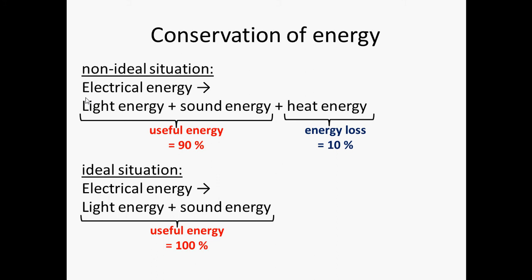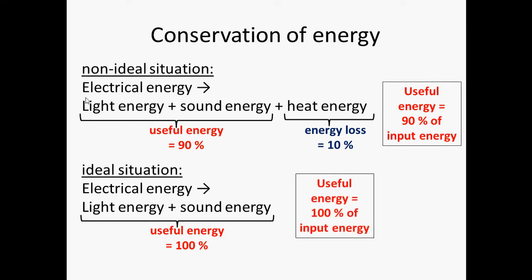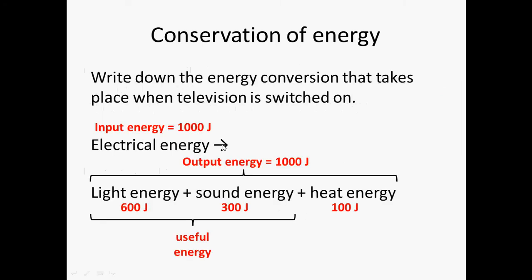So in this case, the useful energy becomes 100%. So in the first case, the useful energy is 90% of the input energy, while in the second case, the useful energy is 100% of the input energy. Okay, how did I arrive at the 90% value? I did not mention it. The 90% value actually comes from the previous question.